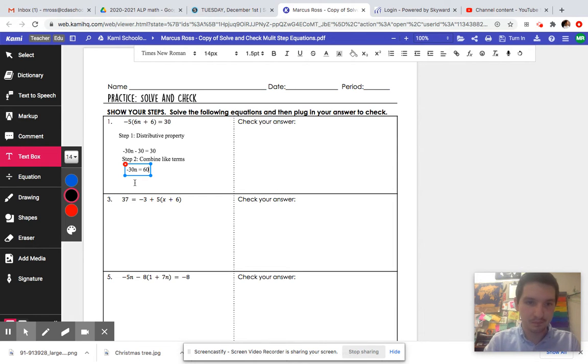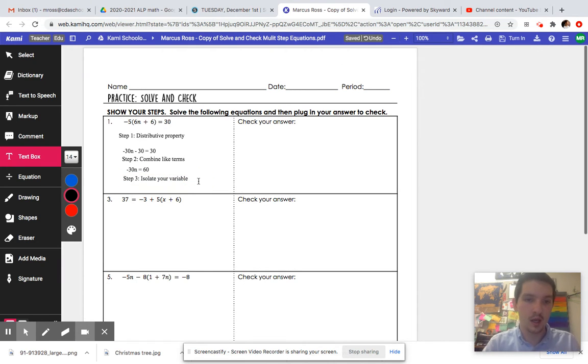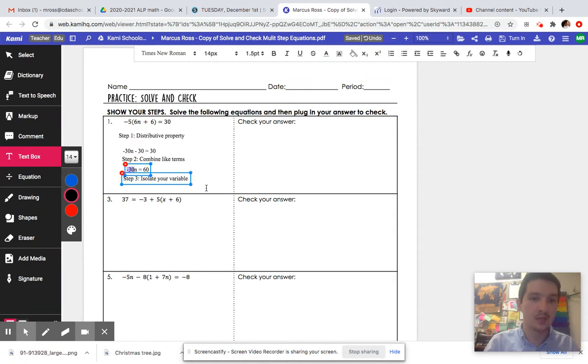So now we're here. And then you can do that last step, which is step 3, which is going to be, you're going to isolate your variable, okay? It's kind of like when you want to be alone, you don't want to be around people. That's the same thing your variable feels. Your variable doesn't want anything around it. And so if you're trying to get n isolated, that means we need to get rid of that -30, right?